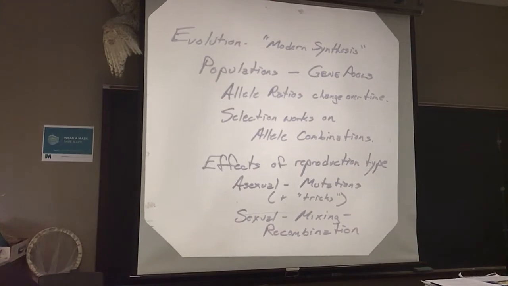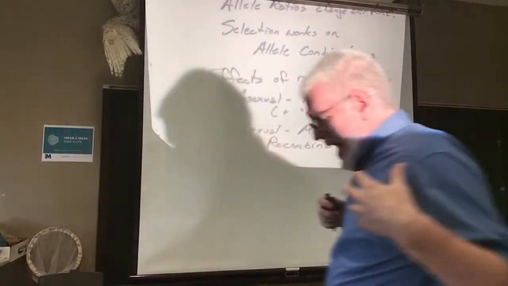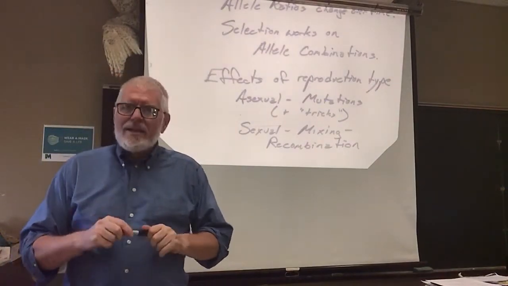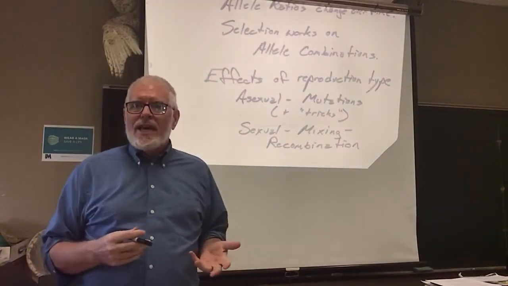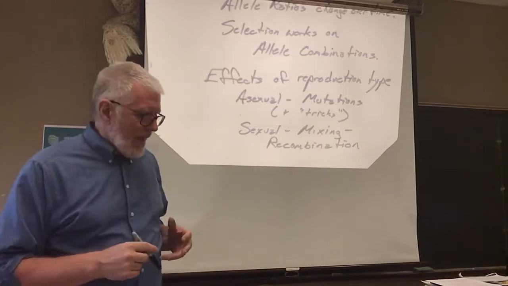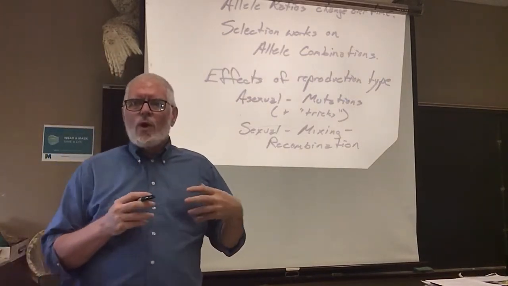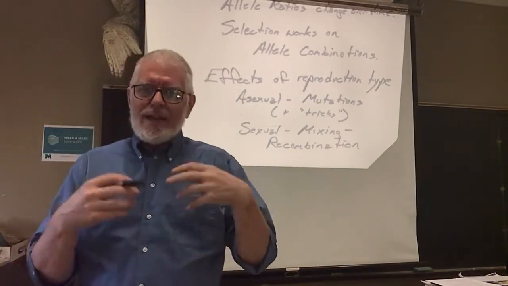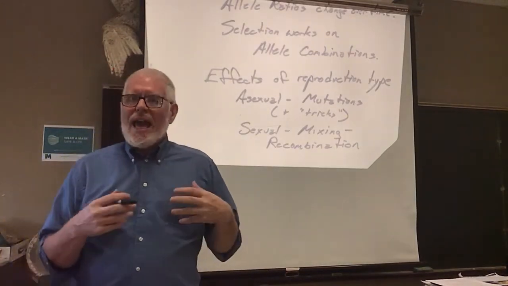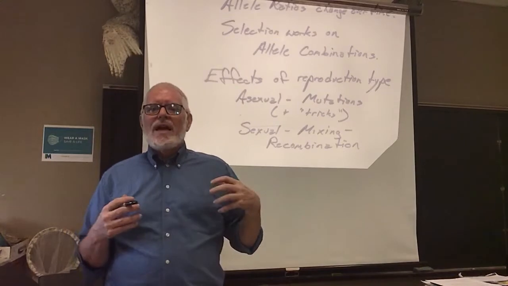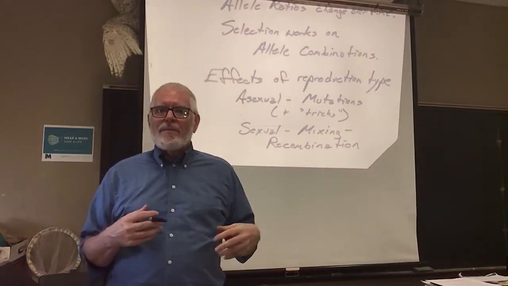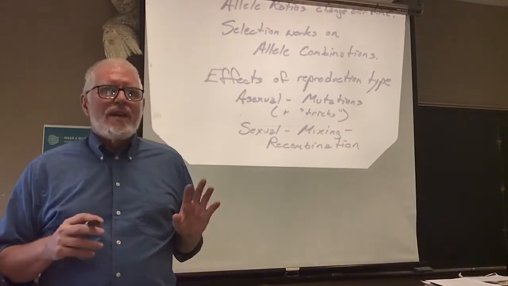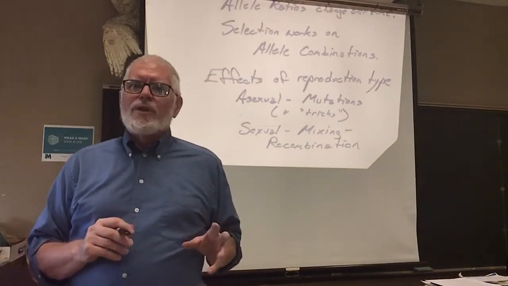In asexual reproduction, how do you get new alleles? You get them by changes in the DNA, by mutations. And that can, over time, with many offspring, many instances of copying, and copying that can go wrong, produce variation in the population.